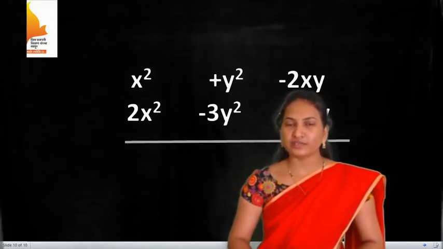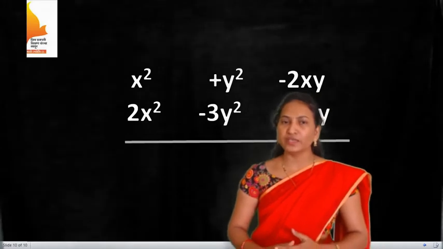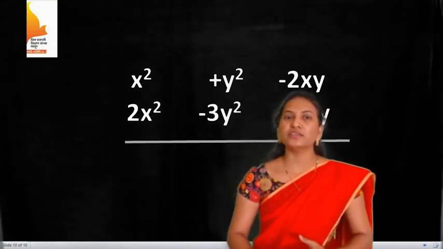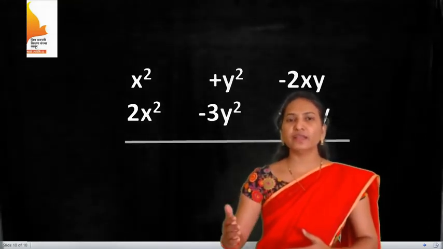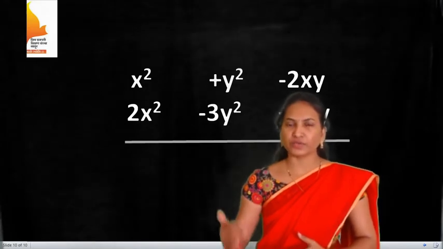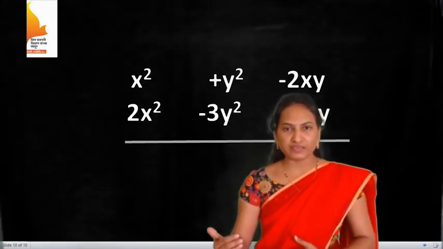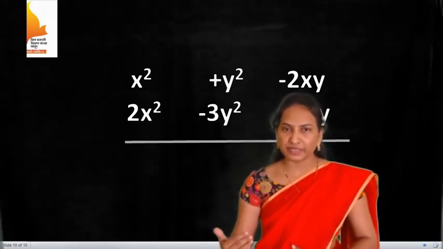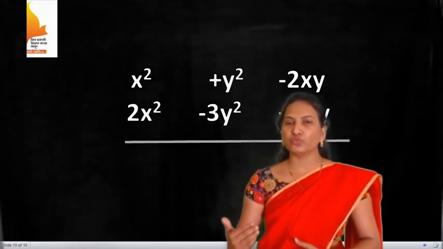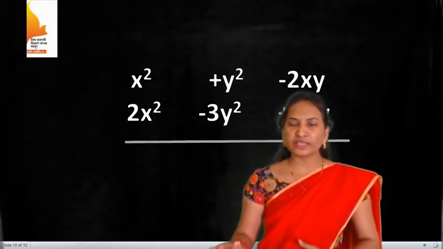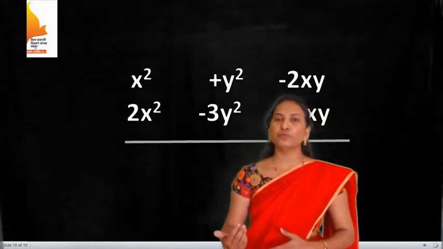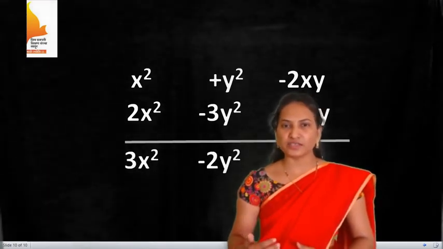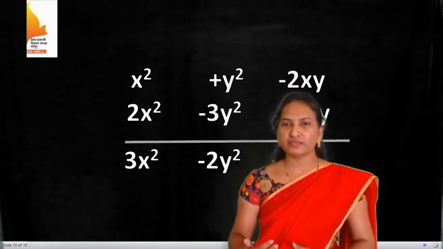Here the addition is the x square. What is the coefficient of x square? Its coefficient is 1. So 1x square plus 2x square is equal to 3x square. Second one, 1y square minus 3y square, then 1 minus 3, which is equal to minus 2, and y square we have to write as it is, so the answer is minus 2y square. And the next one, minus 2xy plus 5xy, minus 2 plus 5, which is equal to 3xy, and this is the answer, 3x square minus 2y square plus 3xy.